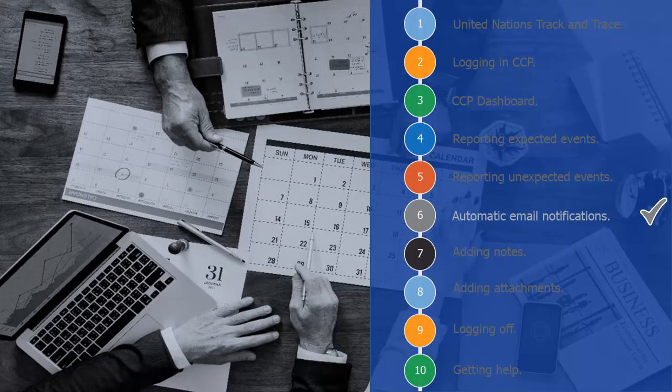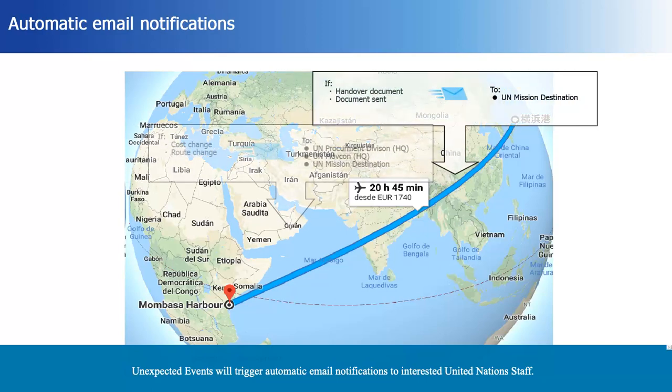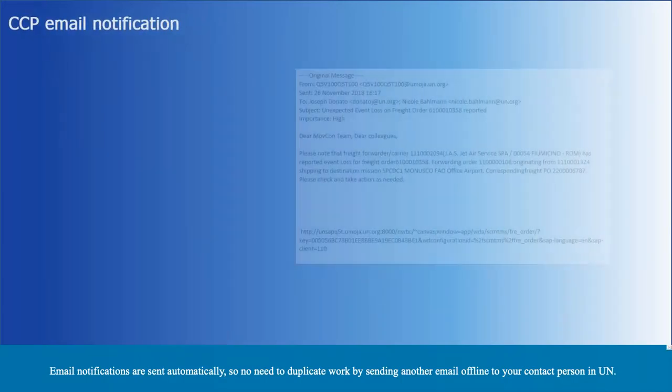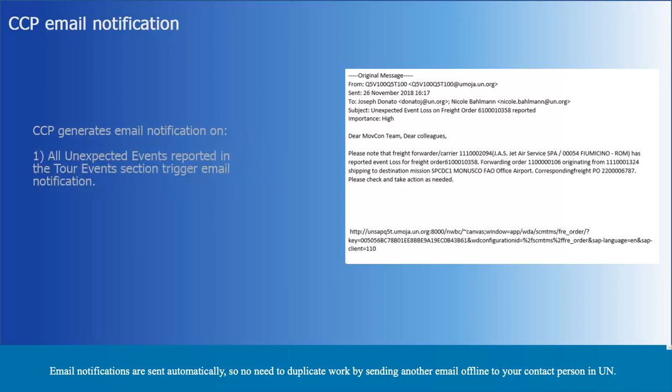Automatic email notifications. Unexpected events will trigger automatic email notifications to interested United Nations staff. Email notifications are sent automatically, so no need to duplicate work by sending another email offline to your contact person in UN. CCP generates email notification on: 1. All unexpected events reported in the Tour Events section trigger email notification. 2. Handover document, expected event.